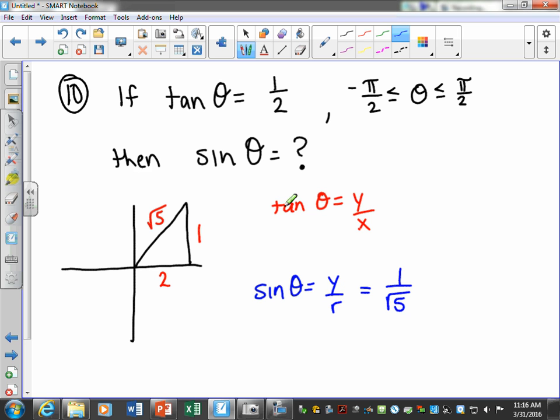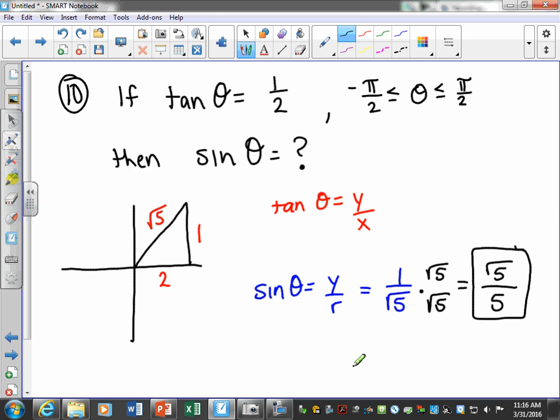Now, what about this? It's not simplified algebraically, so let's just rationalize the denominator by multiplying by the square root of 5 over square root of 5, which would just give us square root of 5 over 5. This is just a different presentation in which these kind of questions may be asked.